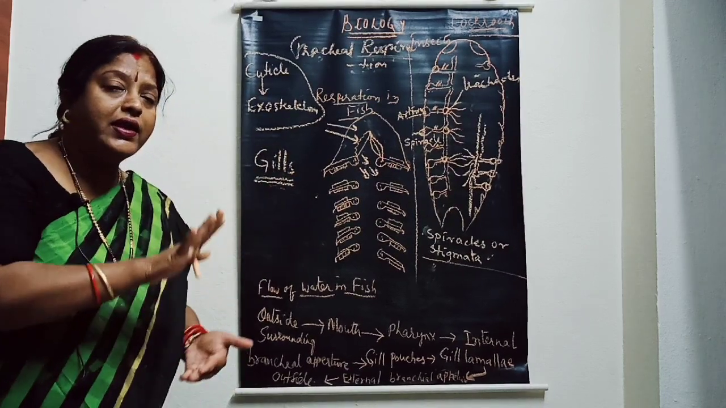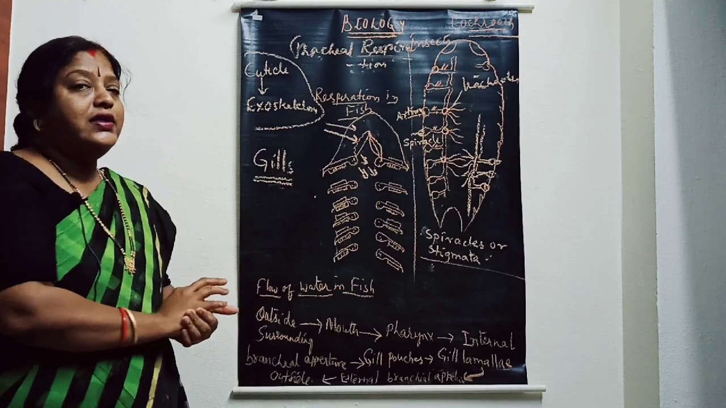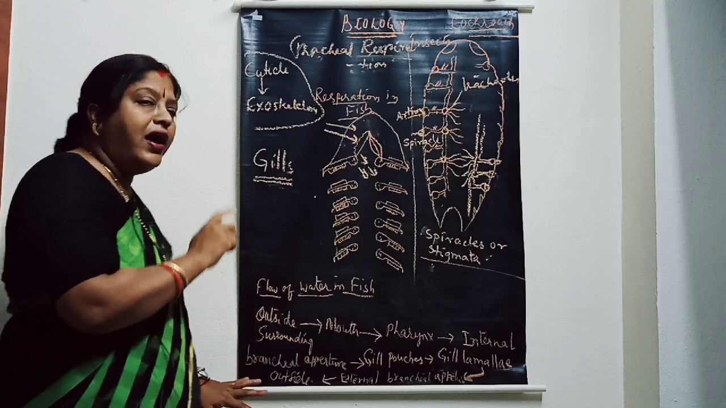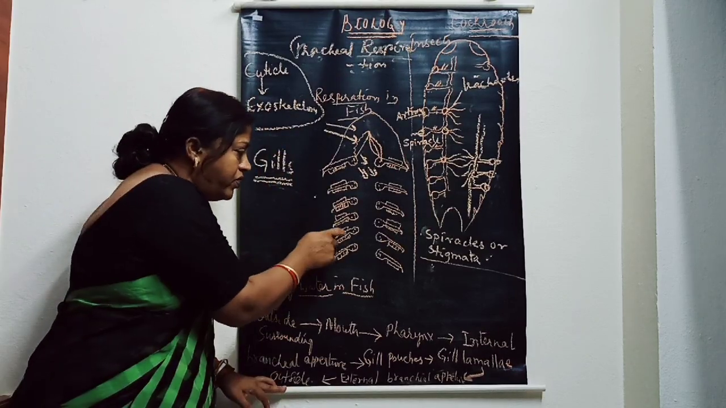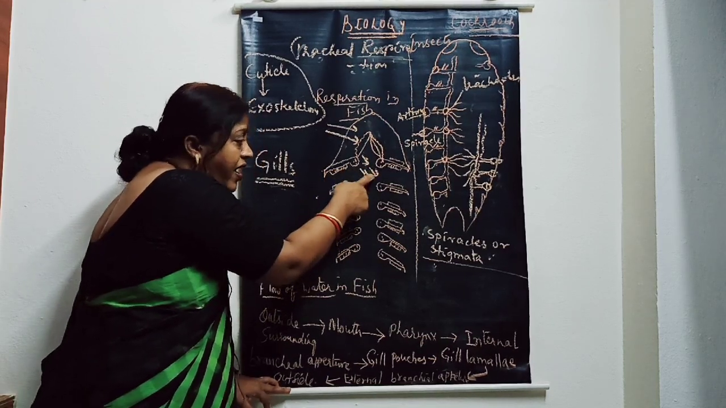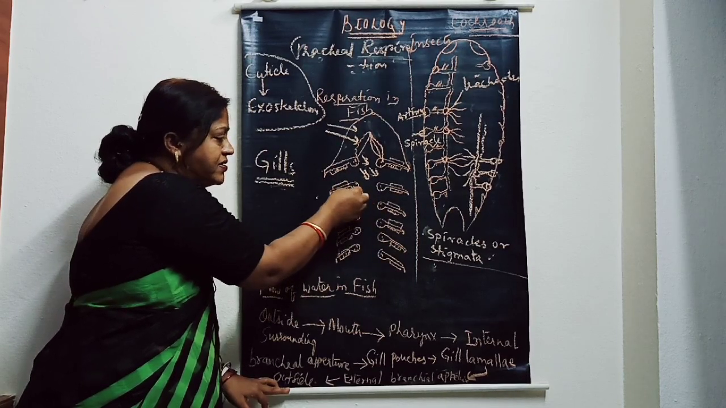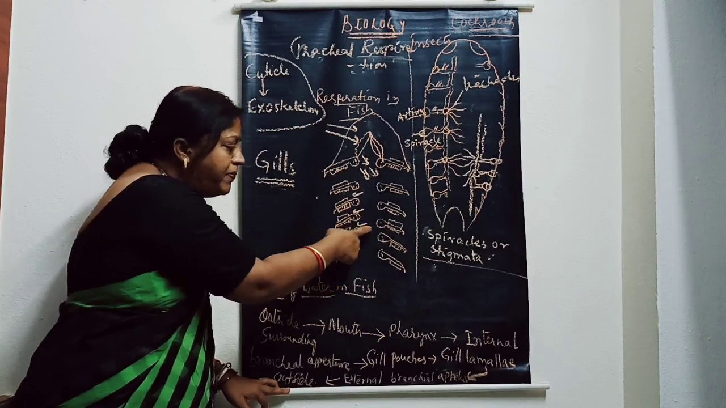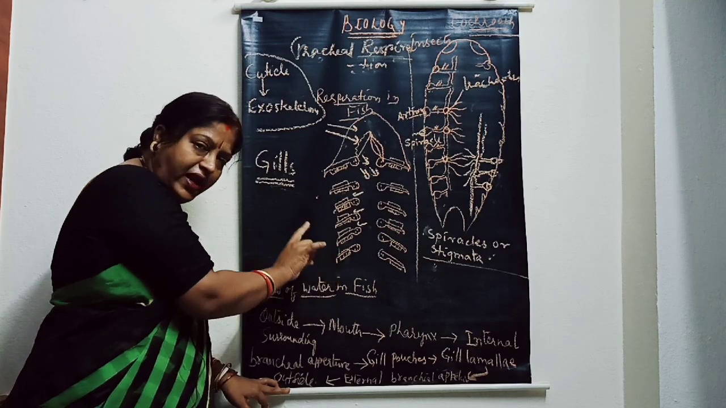Now the gill lamellae are completely dipped in the water. Then the oxygen from the water enters into the gills, and from the gills it passes to all the parts of the body. It enters from the pharynx into the gill pouches through internal branchial apertures. These are the internal branchial apertures. Understood? From internal branchial apertures into the gill pouches, and from gill pouches into the gill lamellae.